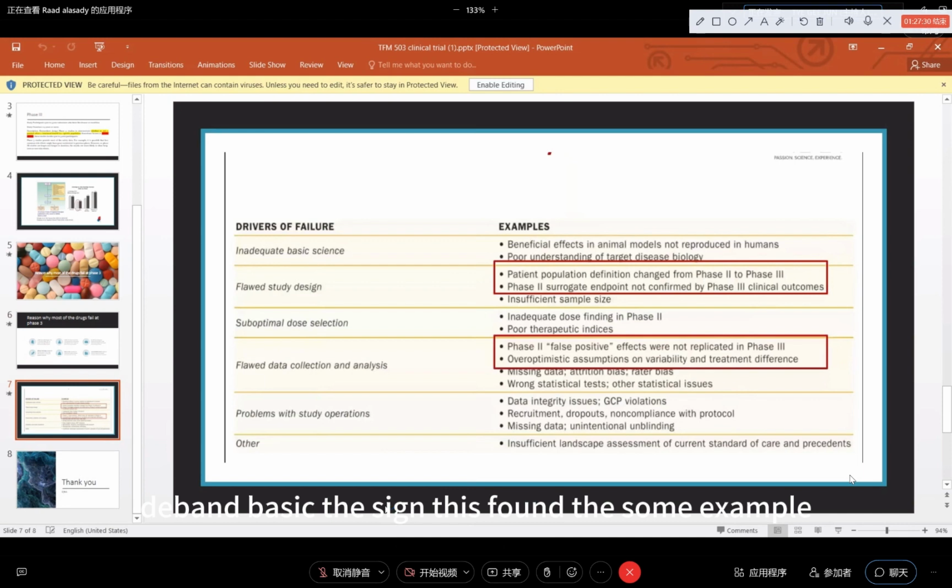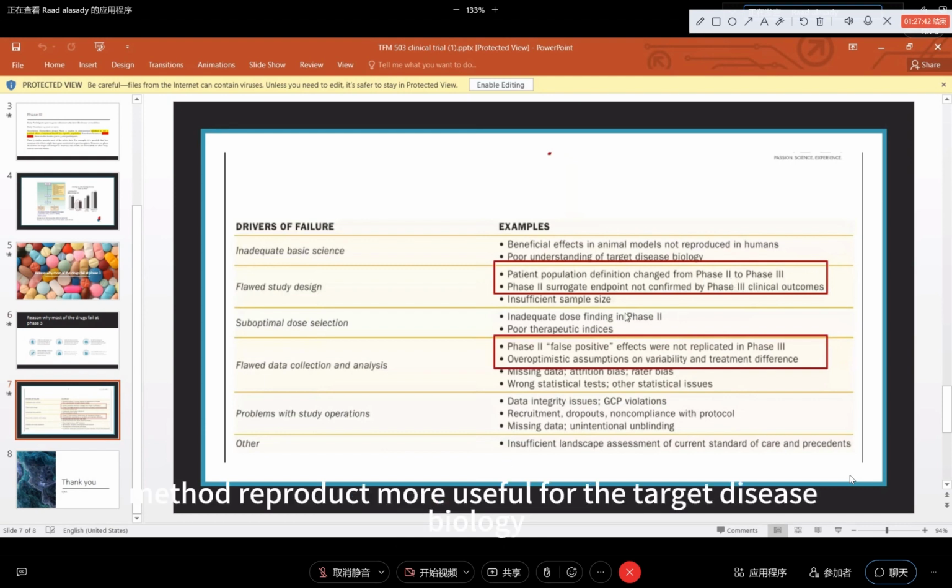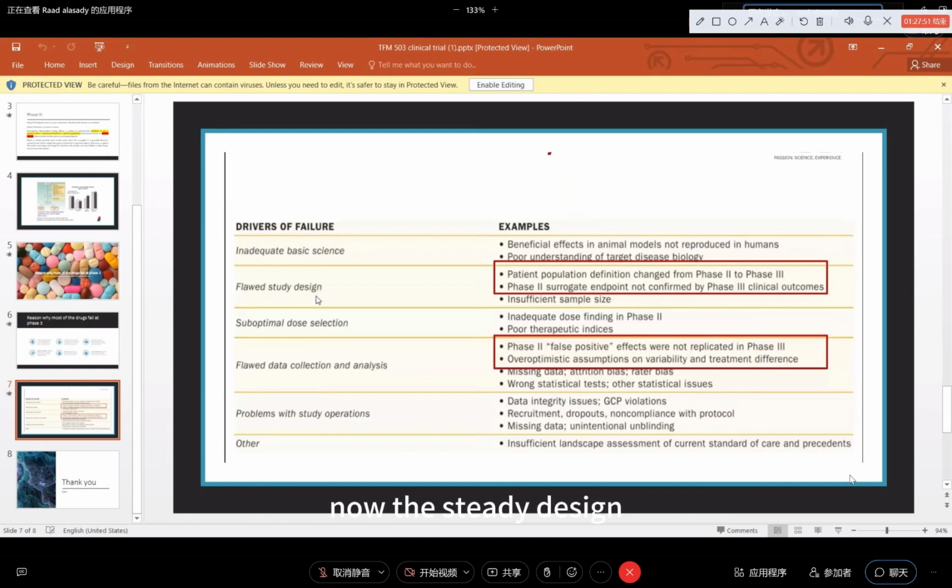Depending on basic science, this is some example: basic science where the beneficial effect in animal methods is poorly reproduced and not useful for the target disease biology. Flaws in the study design: flaws in the data collection and analysis are a problem with the study option. This is some example of this problem.